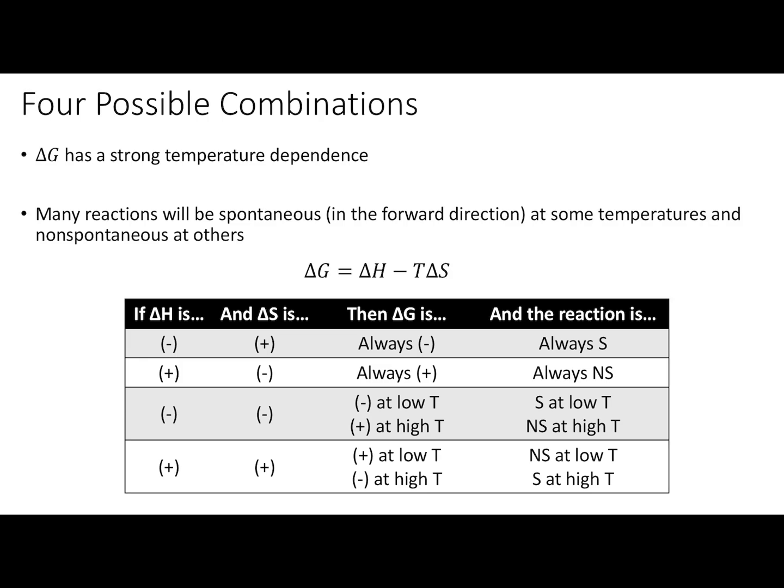The 2 very temperature-dependent processes are the final 2, and they occur when delta H is negative and delta S is negative, and that process is spontaneous only at low temperatures. At high temperatures, it will be non-spontaneous. The final scenario is when delta H is positive and delta S is also positive. And this process gives you a spontaneous or negative delta G at high temperatures.